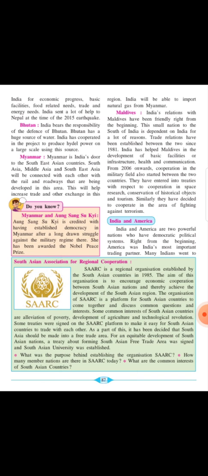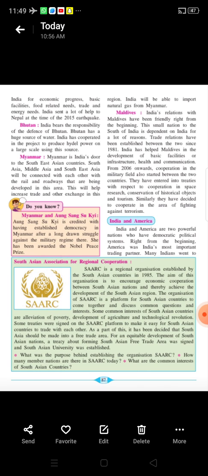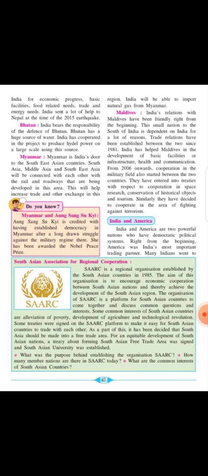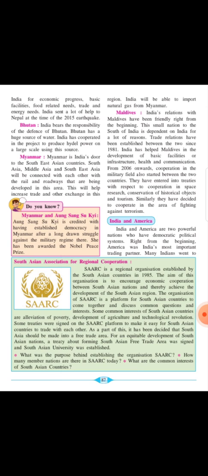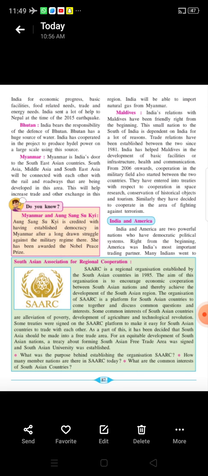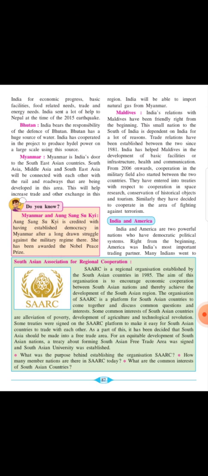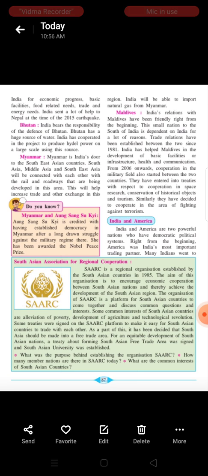Okay, children. So, what is this SAARC? It is the South Asian Association for Regional Cooperation. This was one of the cooperations established in the year 1985. For what purpose? To encourage economic cooperation and to achieve the development of the South Asian region. Here the platform is for the South Asian countries to come together and discuss common questions and interests. Their common interests are the alleviation of poverty, development of agriculture and technological revolution, and then it was agreed that South Asia should be a free trade area and South Asian University was established.